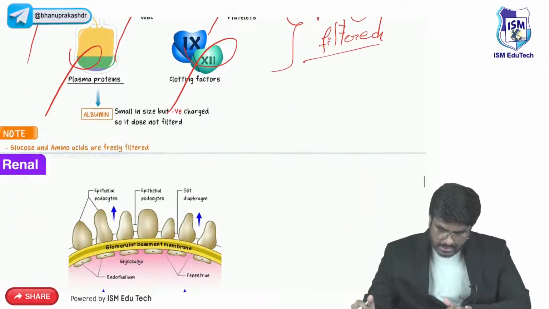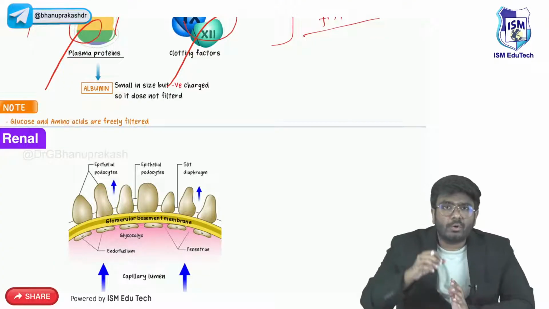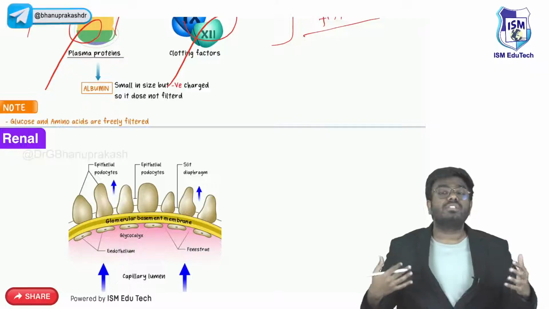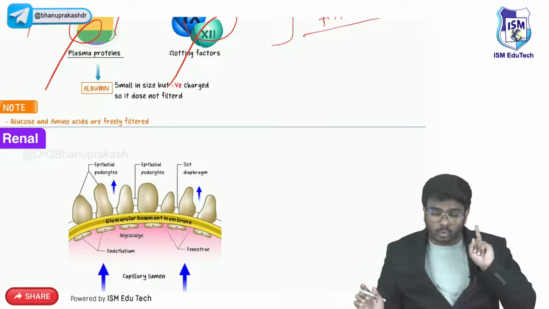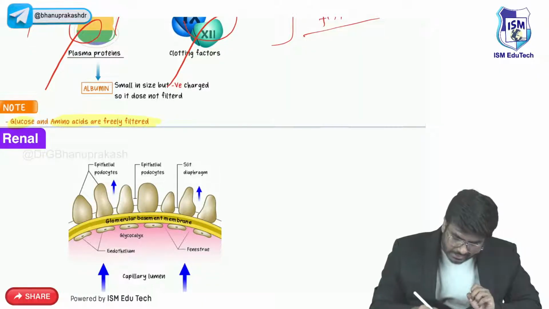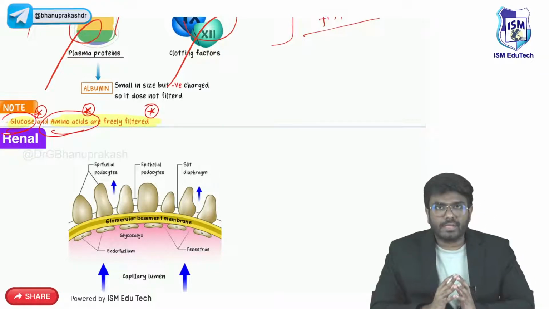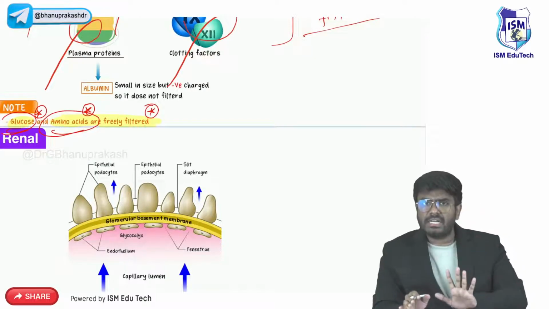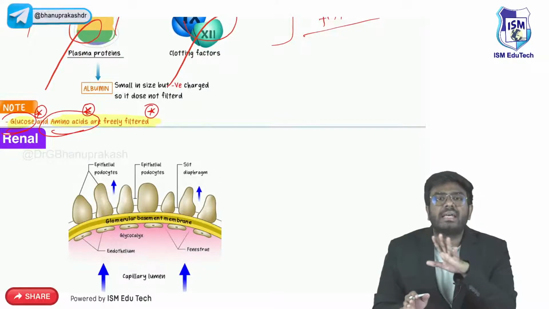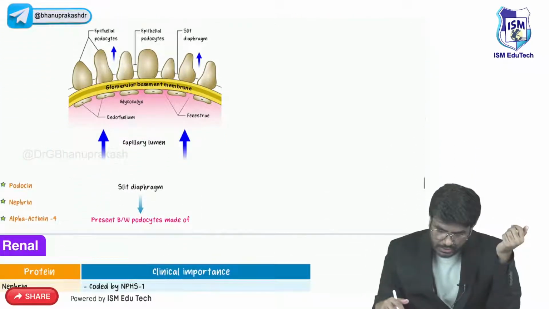Done, right? But if they ask you, glucose is there, right? Is it filtered into the nephrons? Most students will think glucose is very important, so it's not filtered. No, glucose is filtered, no doubt. Glucose and amino acids are freely filtered. But though they are filtered, 100% of them are reabsorbed. So glucose and amino acids are filtered and reabsorbed in the proximal convoluted tubule.